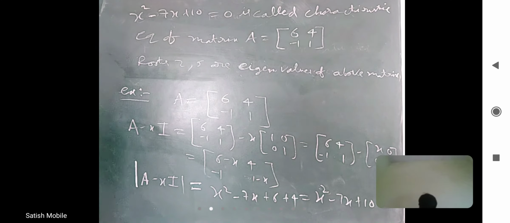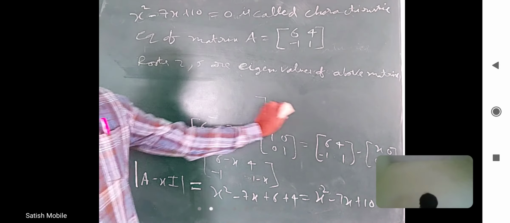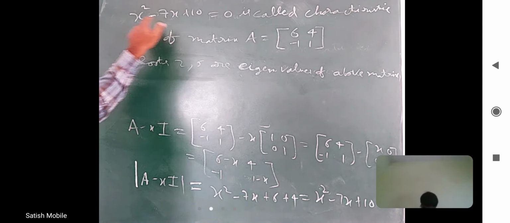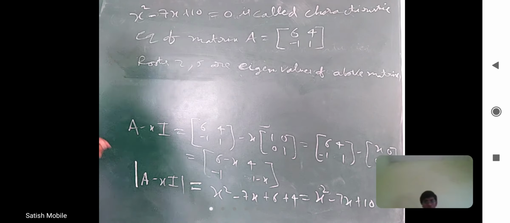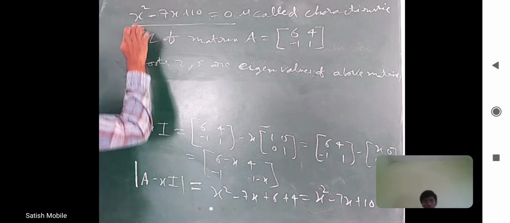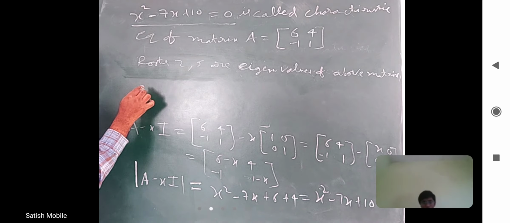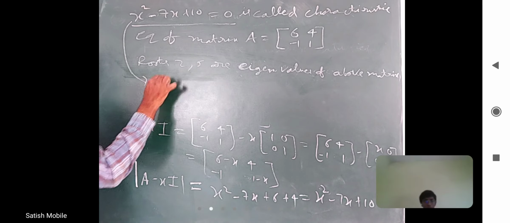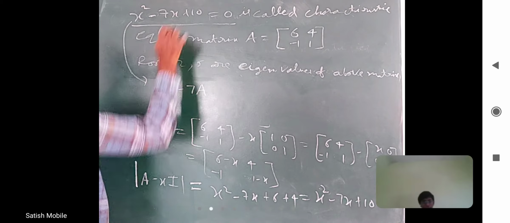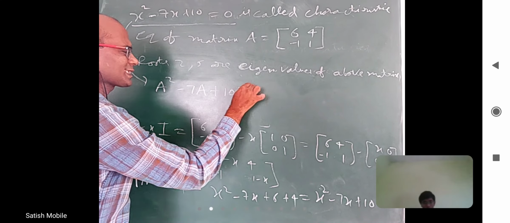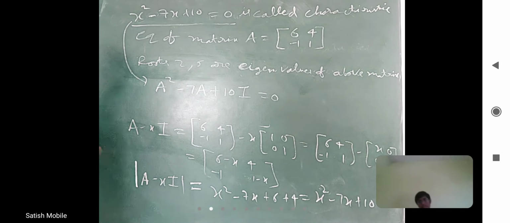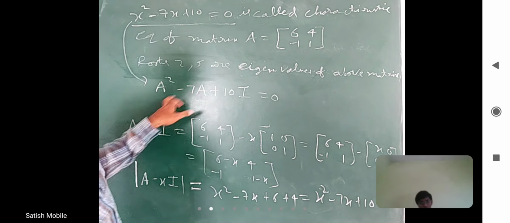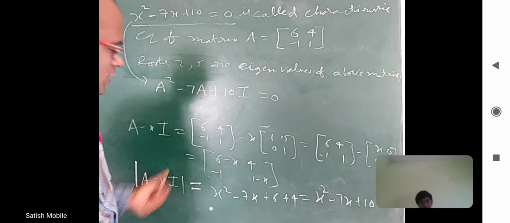Okay. Now comes the main point which we are going to use: in this equation if you substitute matrix A, it will satisfy. So when I substitute matrix A, what will happen? A square minus 7A plus 10 times the identity matrix equals 0. So every 2 by 2 matrix will satisfy a quadratic equation like this, and that can be found by this method.